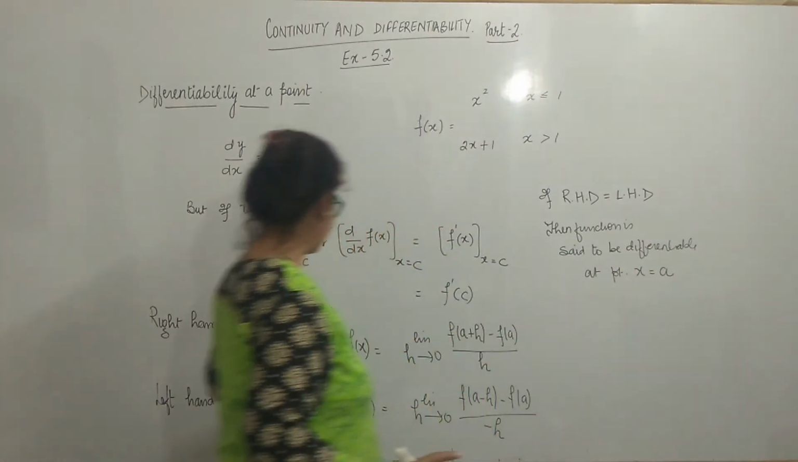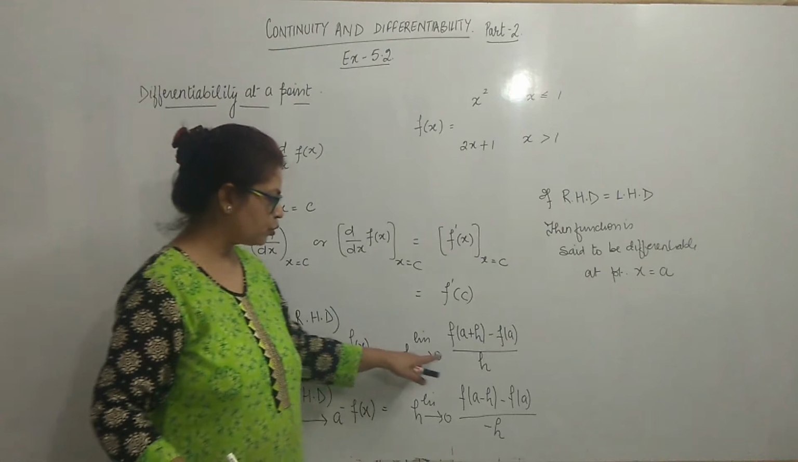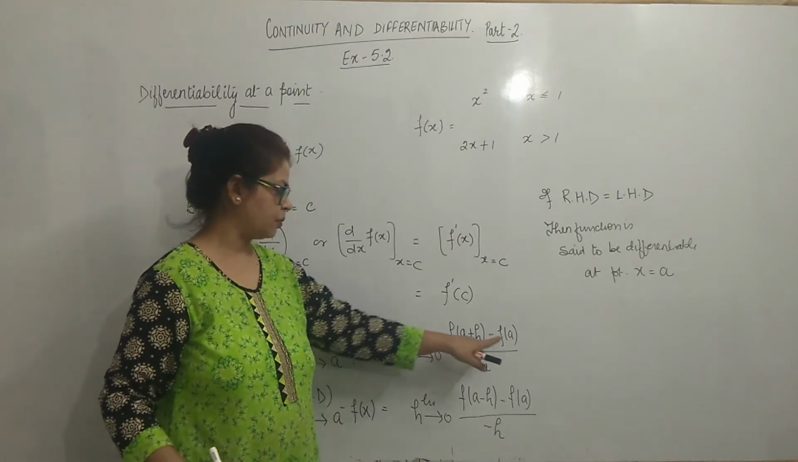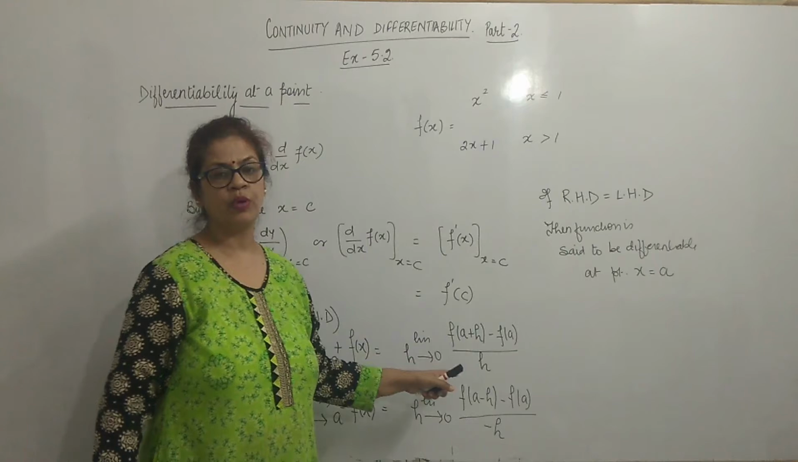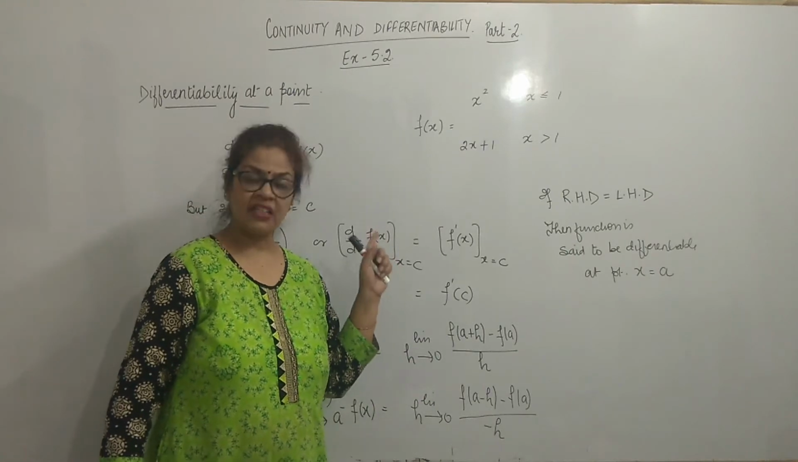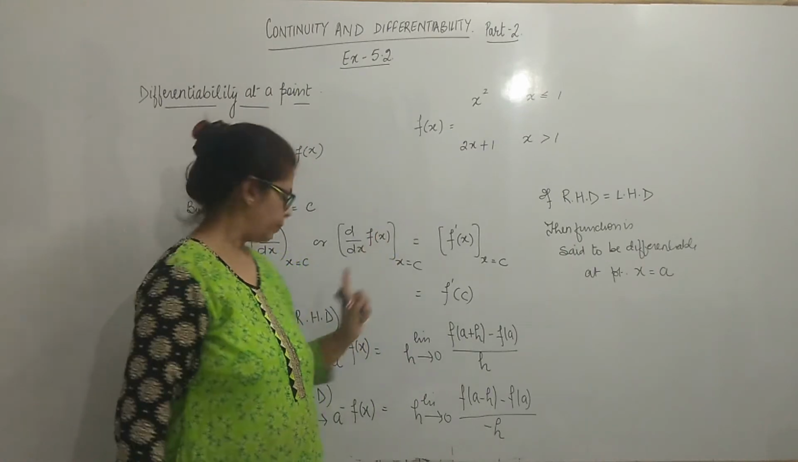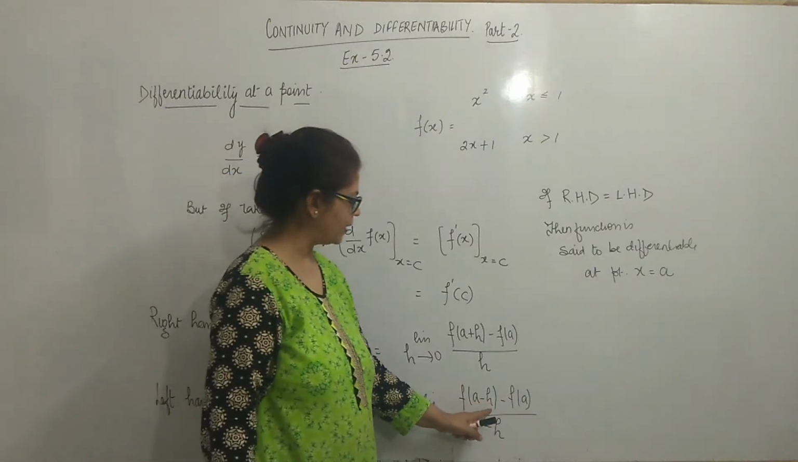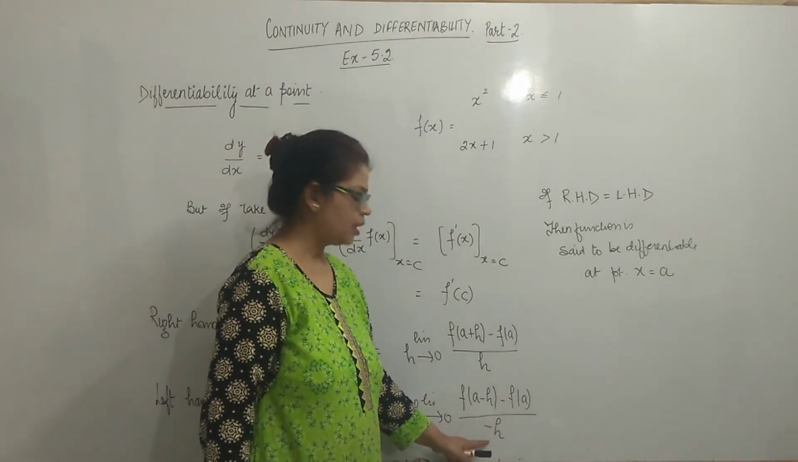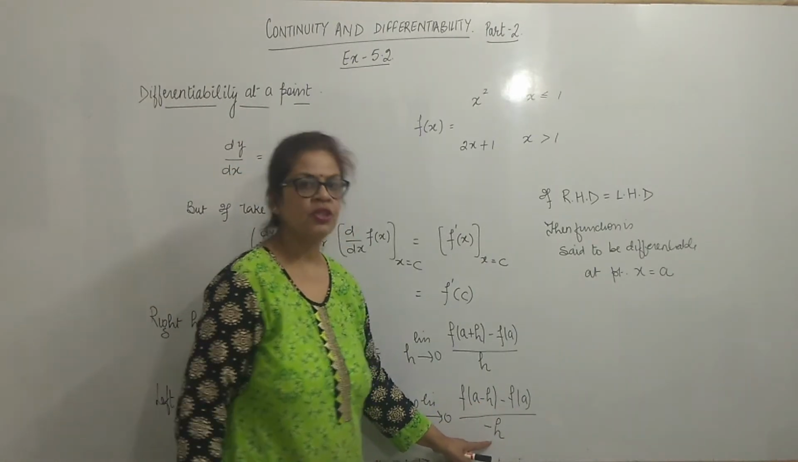What is the right hand derivative? Again, h approaches to 0, f a plus h minus f a upon h, and this is similar to the formula which you used as first principle in class 11th. And the left hand derivative, h approaches to 0, f of a minus h minus f a divided by minus h.